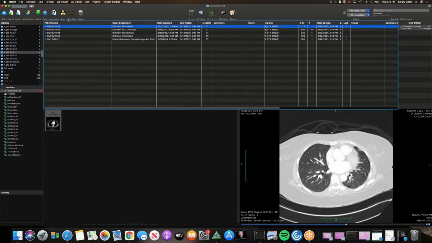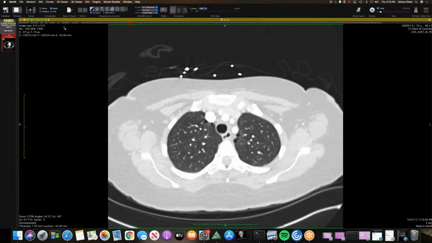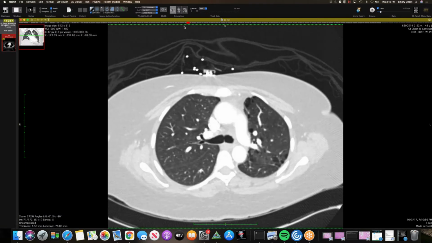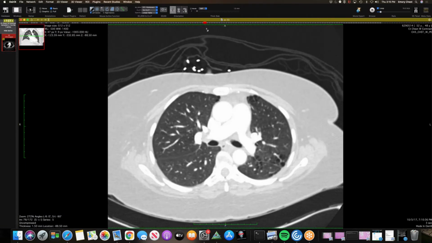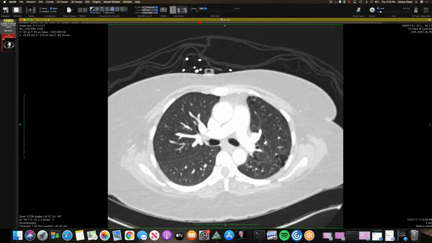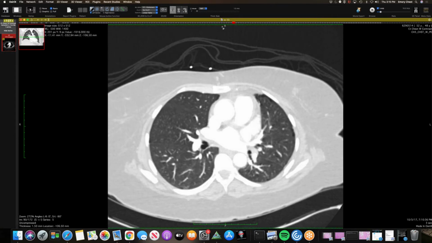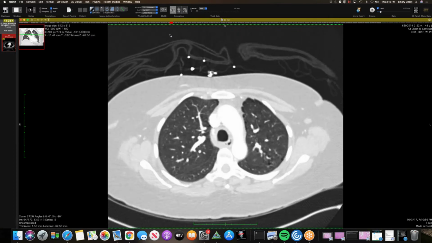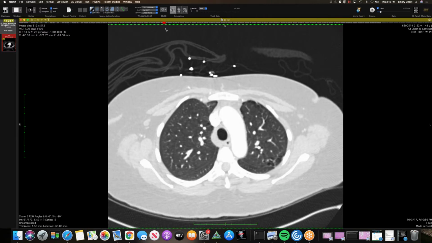And I think I have one more. This is another very mild one. You can see this one doesn't have much in the way of reticulation. It's almost mainly just the cystic changes here.